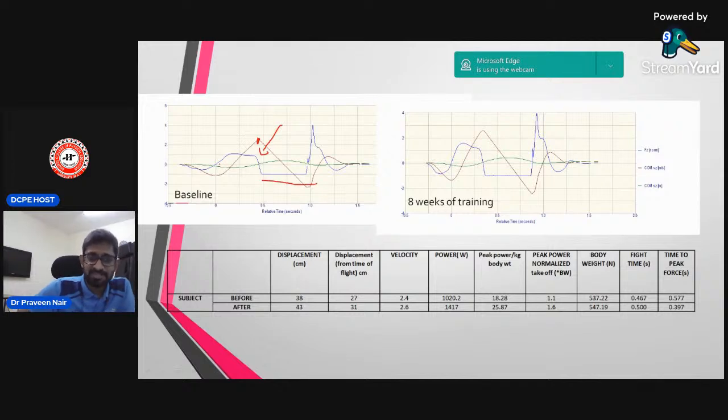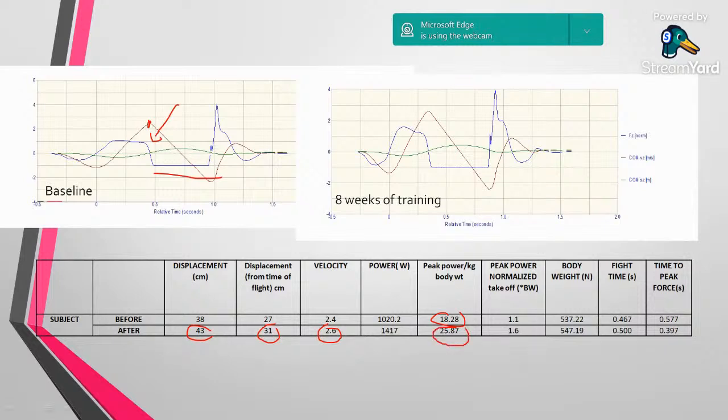Okay, so as you can see, I have compared the baseline level with the 8 weeks of training. As you can see, before and after the center of mass displacement, displacement from time of flight, everything has increased. The velocity also has increased 2.6. Earlier it was 2.4. The power also has increased from 18 to 25.